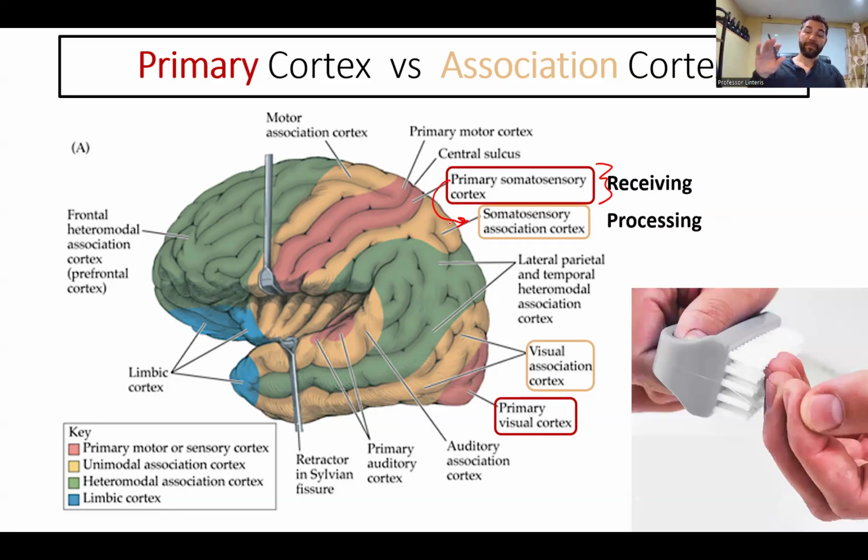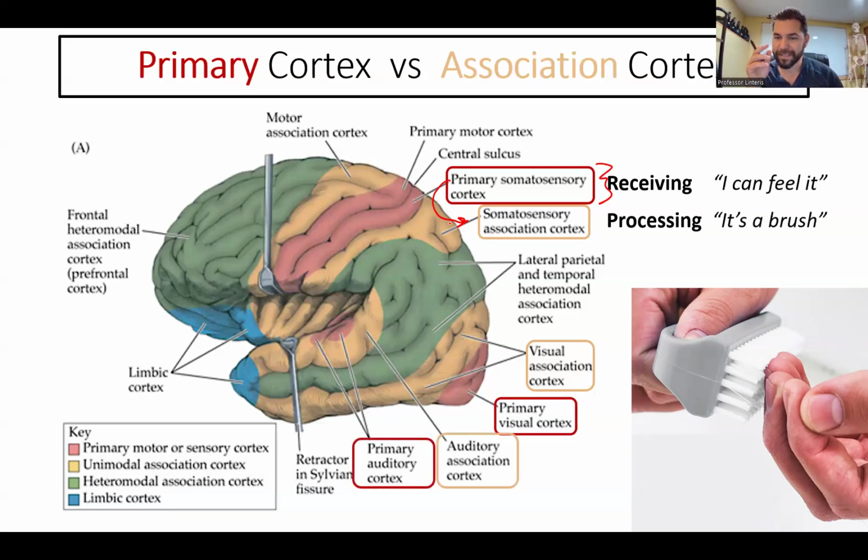So these primary areas are receiving the inputs, maybe about temperature. The association areas, we can think of as secondary areas that are more about processing and evaluating said stimuli. For example, the primary area says you can feel it. The processing area, and these association fibers that we discussed previously, are sending messages here, and it could tell you what it is, right? Feeling something and knowing what it is are two different things, and that's why you have two different areas.